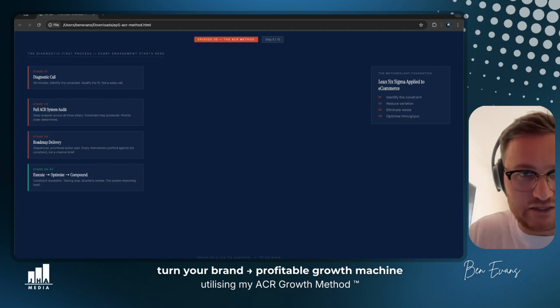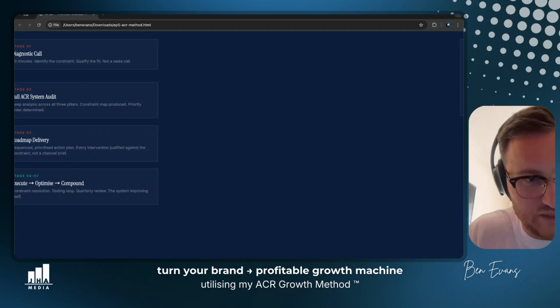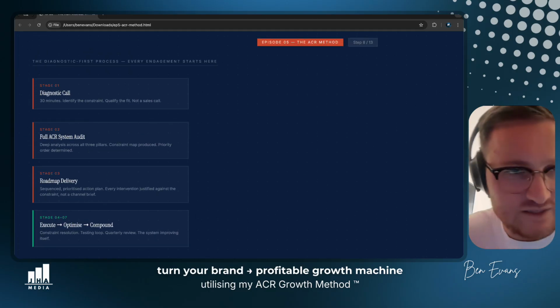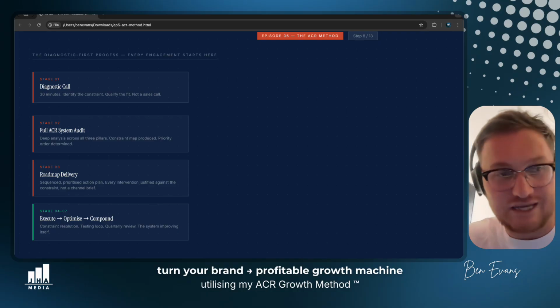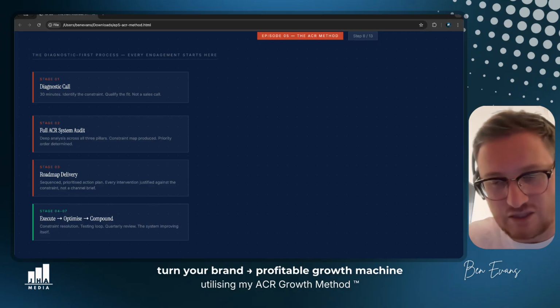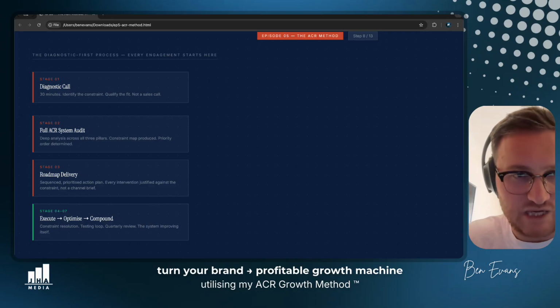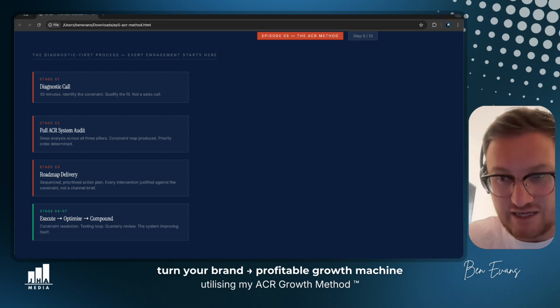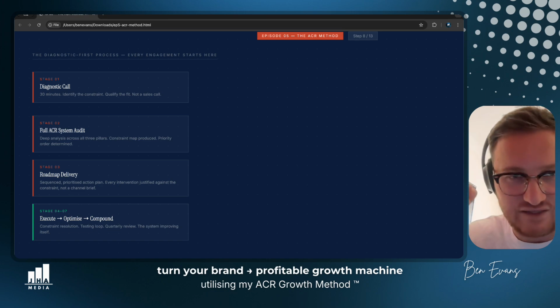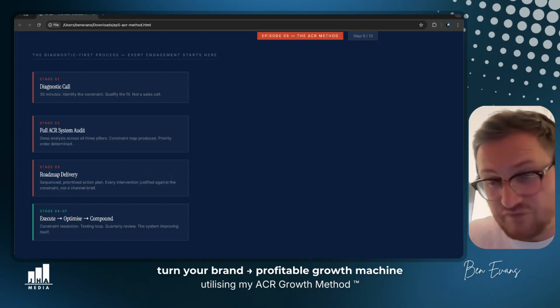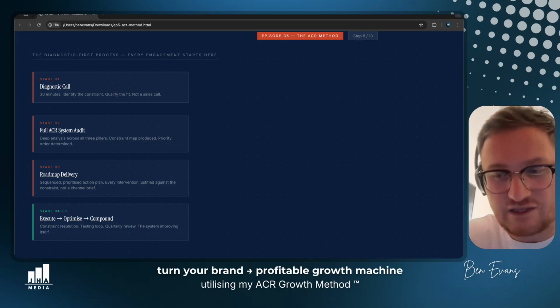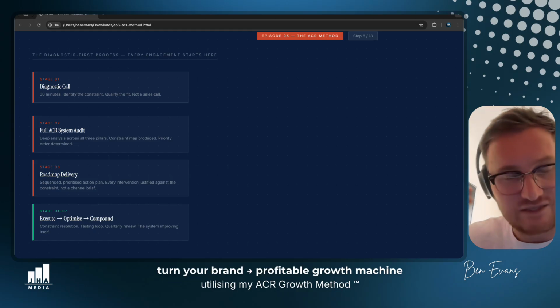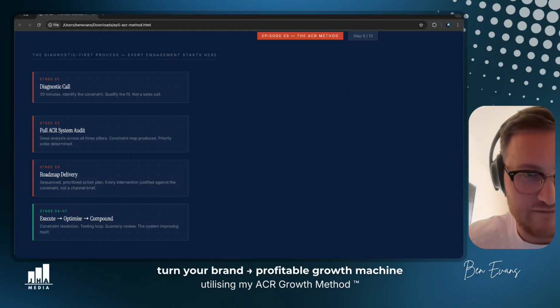Now, I just want to go into a bit of detail in terms of what working with us looks like under the ACR Growth Method. I'm going to break this down into the key parts. So stage 1 essentially is a diagnostic call. This is 30 minutes where we spend time together looking at the constraint in your business. We'll identify things that we believe could be a quick fix. We'll identify things that are long-term fixes, but we'll identify things that you need to implement to actually allow you to make that next step to your next level of growth.